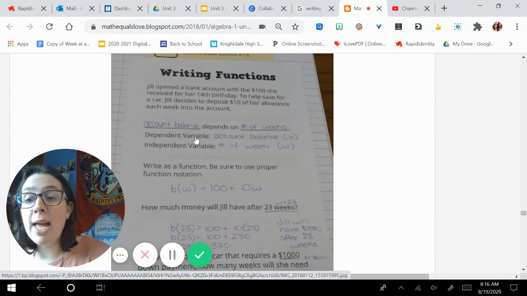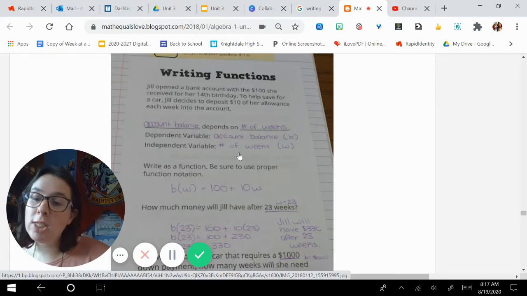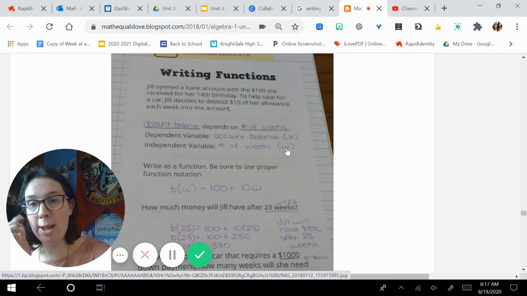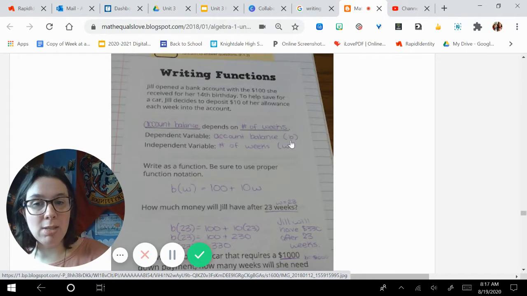So remember, what depends is the dependent variable. So the money, the account balance, we're going to use the letter B, depends on the independent variable, which is the weeks. The number of weeks that have gone by will change the amount of money I have. So number of weeks is my independent variable. We're going to use the letter W for that. So now we can easily write an equation because now I know: remember DIXIE RID, dependent is the Y value, range. So the dependent or the Y value is the balance, B. And remember, independent is the X value, the domain, and so that's W.